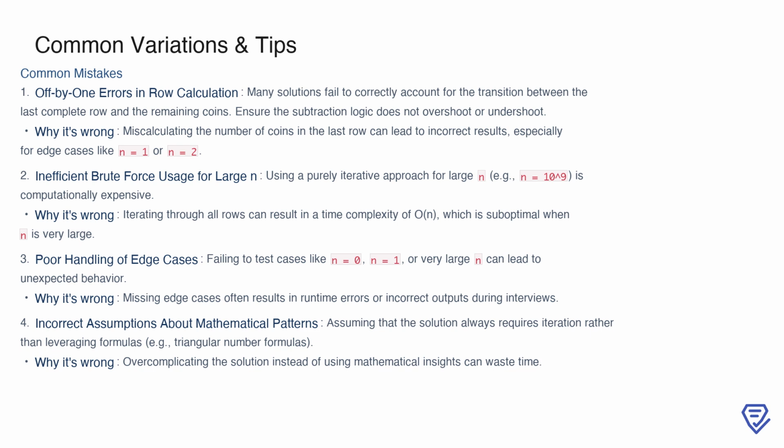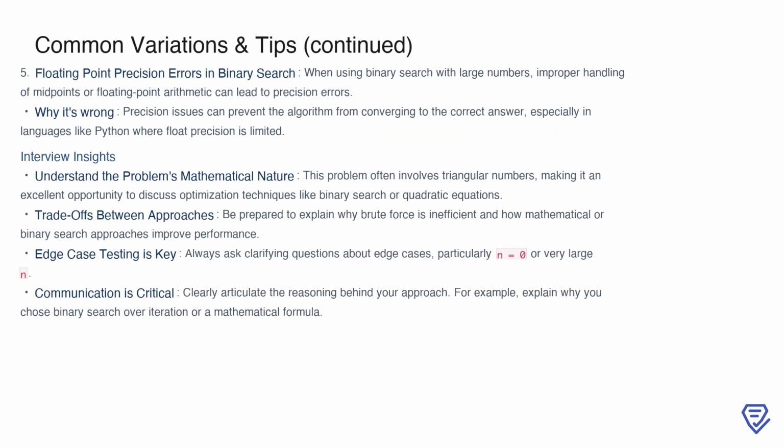Lastly, incorrect assumptions about mathematical patterns can complicate solutions unnecessarily. Instead of leveraging triangular number formulas or other mathematical insights, some approaches default to iteration, which can waste time and effort. Another common error involves floating point precision issues, particularly when using binary search with large numbers. If midpoints or floating point arithmetic aren't handled carefully, the algorithm may fail to converge to the correct answer. This is especially true in languages like Python, where float precision can be limited.